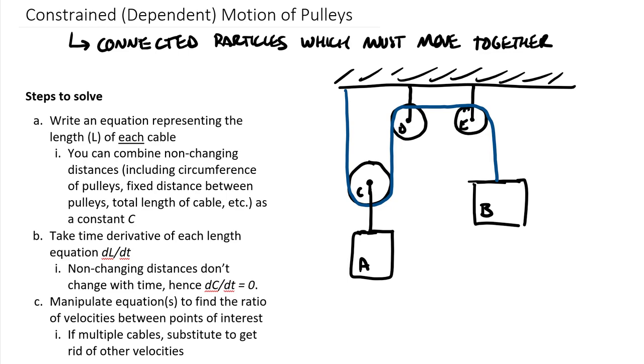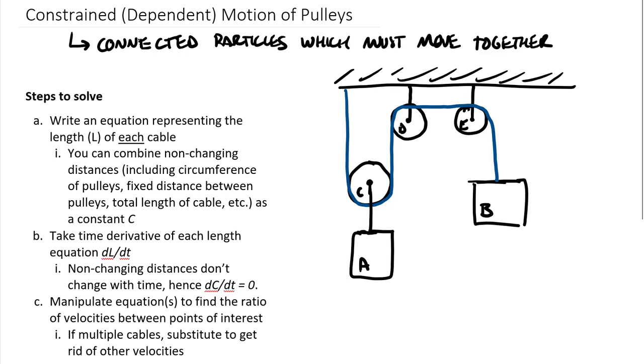So really what we're saying here, this idea that connected particles have to move together, if A goes up, B has to go down. Now, given this pulley system, they're not going to move at the same ratio. And that's one of the key things that we'll find in this section. But they will move basically in relationship to one another. If B goes up, A must go down. Okay, and it's actually going to be the same ratio whether things move upwards or downwards. And so that's this general idea of constrained or dependent motion.